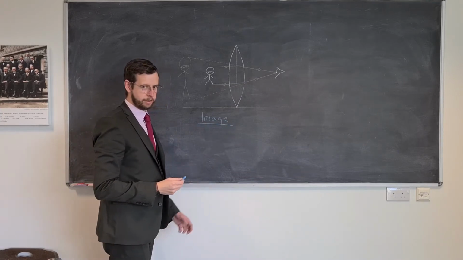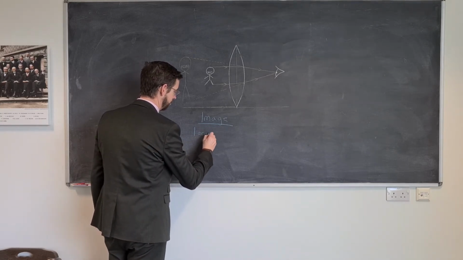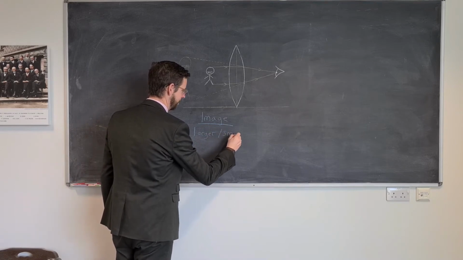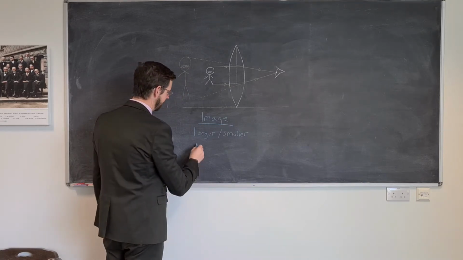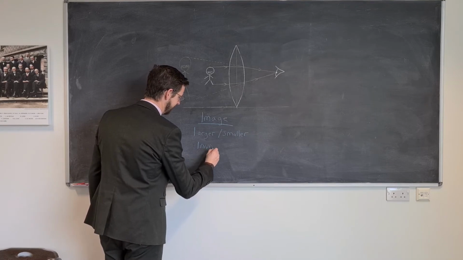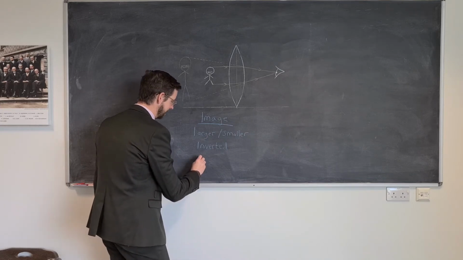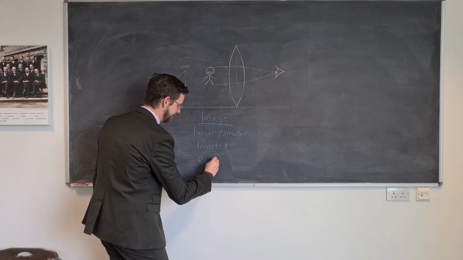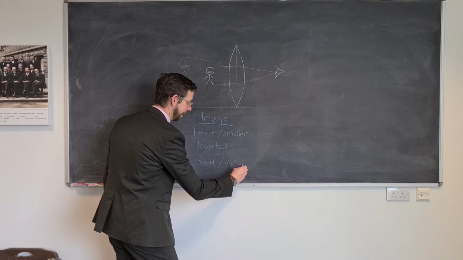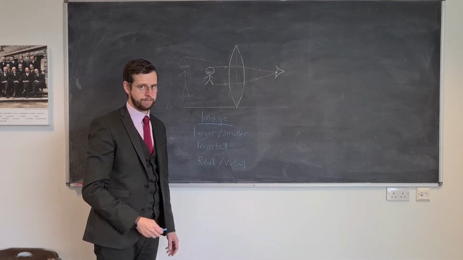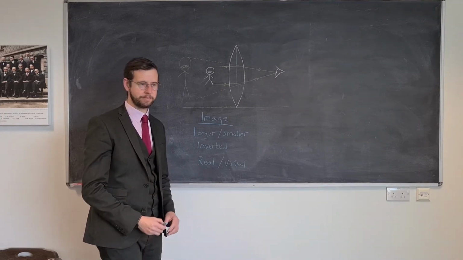So we have an image. What are the three things that we could describe about the image? Is it larger or smaller than the original object? Has the lens magnified it? Is it inverted, like those real images? Is it upside down? And is it a real image, which means it can be projected onto a screen, or is it a virtual image you can only see by looking through the optics itself? These are the three main things that we can say about an image.